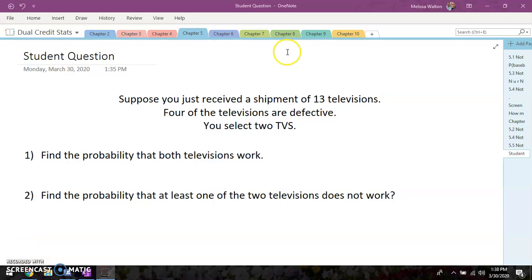All right, let's go ahead and go through this problem together. Here's how this one starts. Suppose you just received a shipment of 13 televisions. 4 of them are defective, and you are selecting 2 TVs.